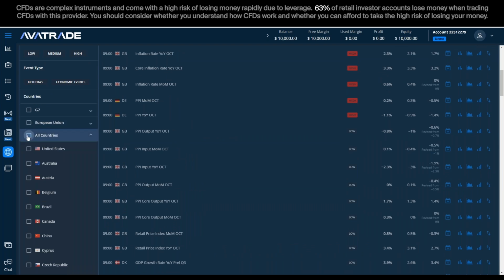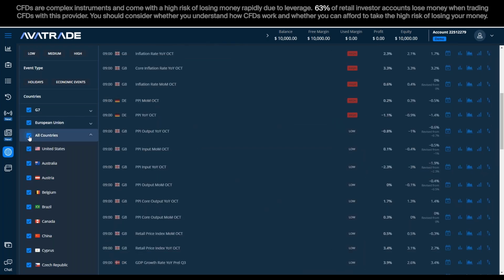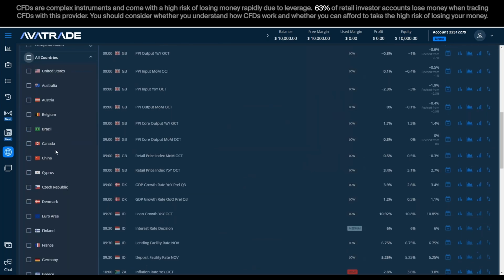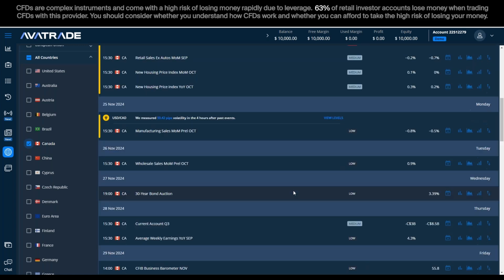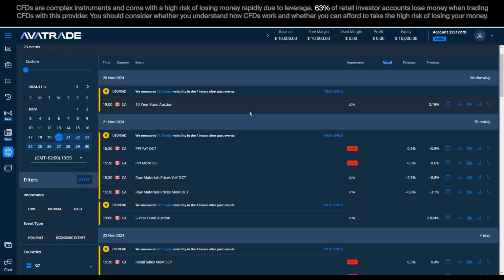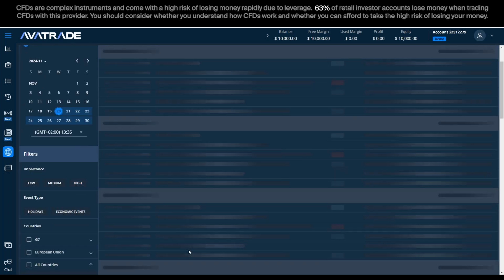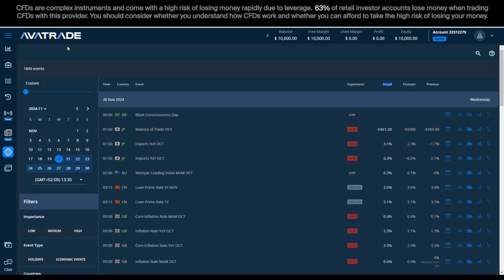And as we saw, to filter a specific currency, it's really that easy. You click here on all countries. Let's now go with the CAD. Okay, clicking on the CAD, Canadian dollars. So we have here all the Canada news. Okay, click on reset. And I think that is enough for now.